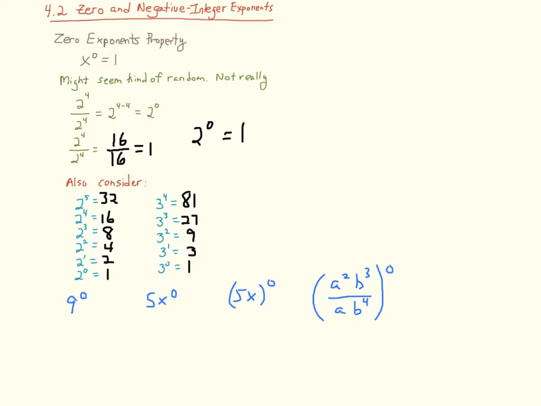If I have 9 to the 0 power, just following the property, we now know that has to equal 1. Now when you have 5 x to the 0 power, that really means 5 times x to the 0 power. So it's only x that's taken to the 0 power, so that means 5 times 1, or 5. But when you have 5x to the 0 power and both the 5 and the x are in parentheses, you can just think of all of that taken to the 0 power, so that just has to equal 1.